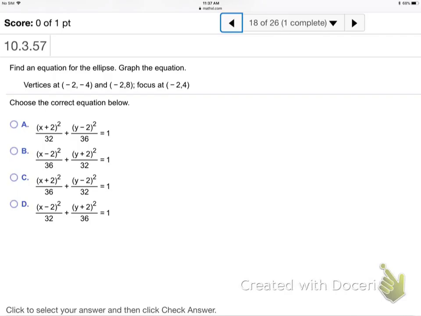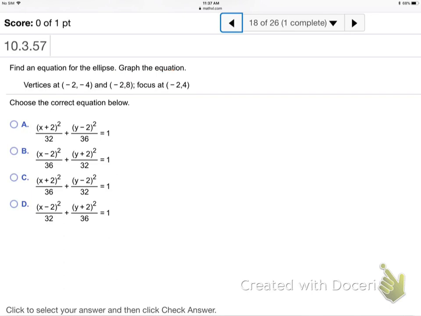All right, so find an equation. This is a little tricky. I know the multiple choice helps. That's how the real test is. So find the equation of the ellipse graph. This is actually pretty tough for people, at least it has been in the past. They give me vertices and a focus. Definitely need a picture. Even if they didn't require it, a picture is really helpful.